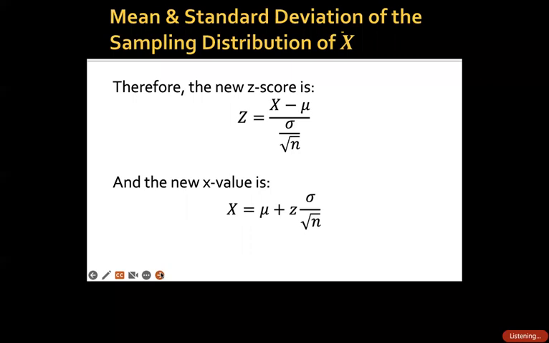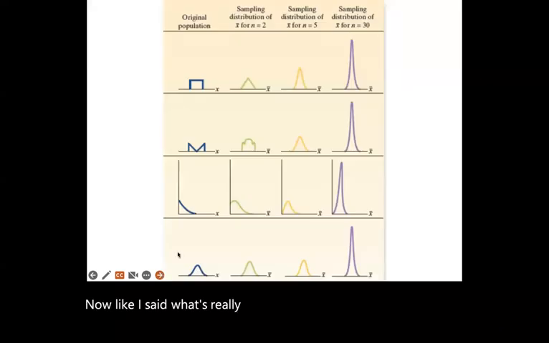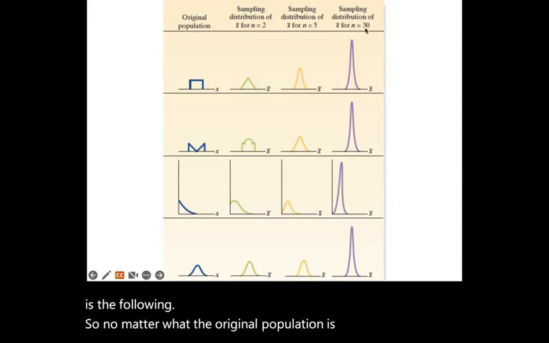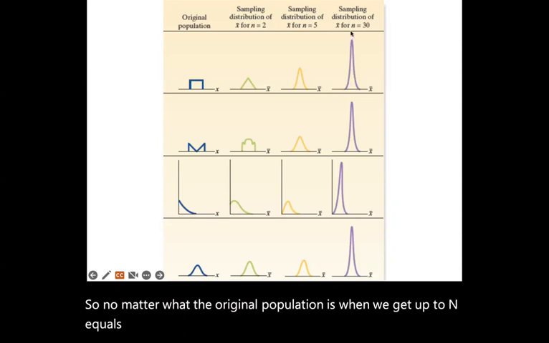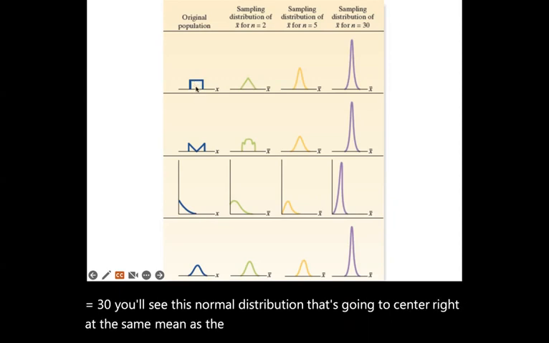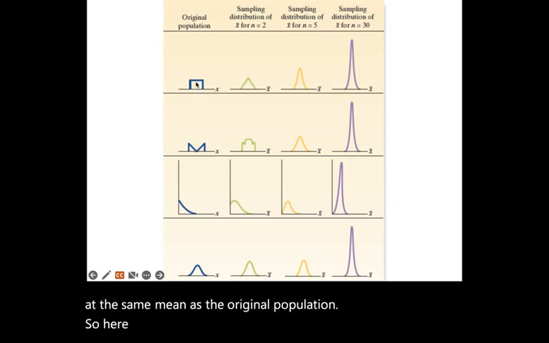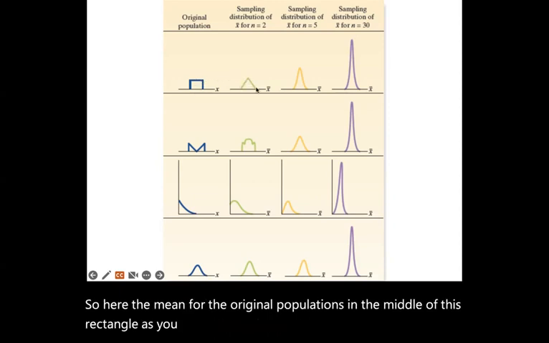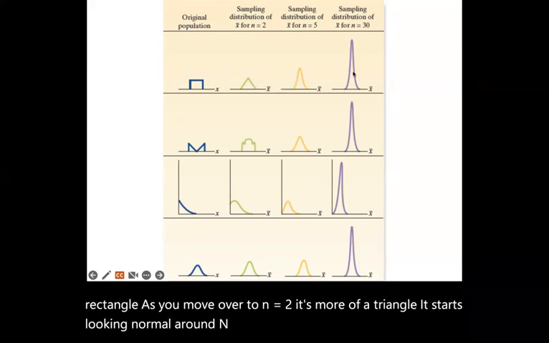Now, like I said, what's really cool about the central limit theorem is the following. So no matter what the original population is, when we get up to n equals 30, you'll see this normal distribution that's going to center right at the same mean as the original population. So here, the mean for the original population is in the middle of this rectangle. As you move over to n equals 2, it's more of a triangle. Starts looking normal around n equals 5. By n equals 30, it's definitely a normal distribution.